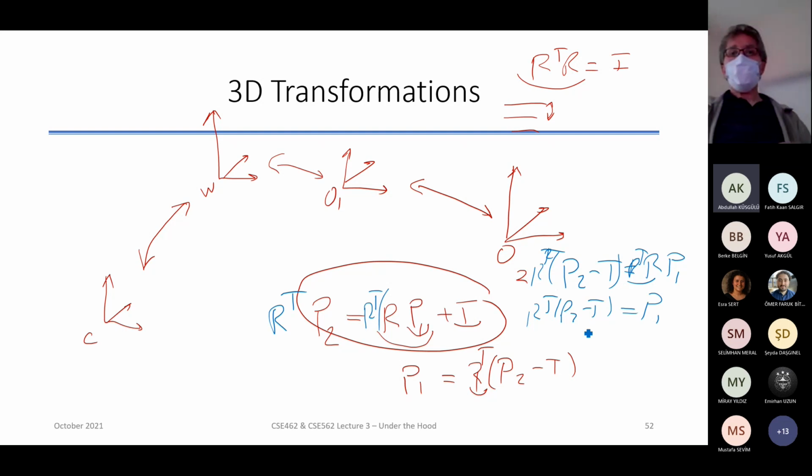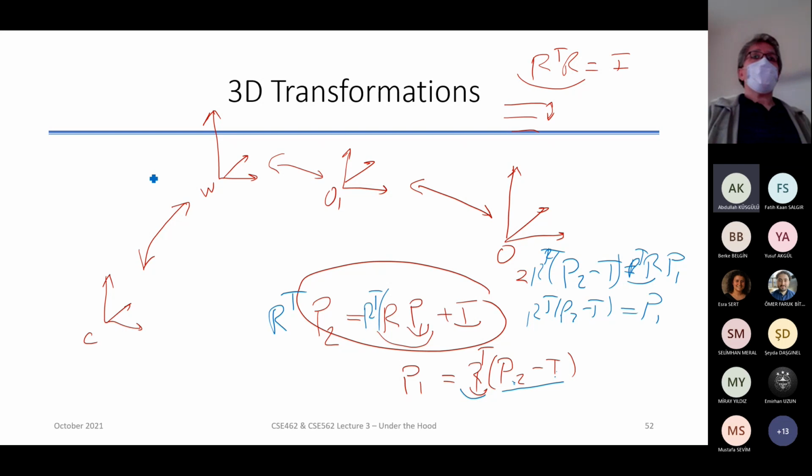But we have to be careful. When you do the inverse transformation, you have this R transpose, and you do the translation first. You account for the translation first, and then you account for the rotation second.